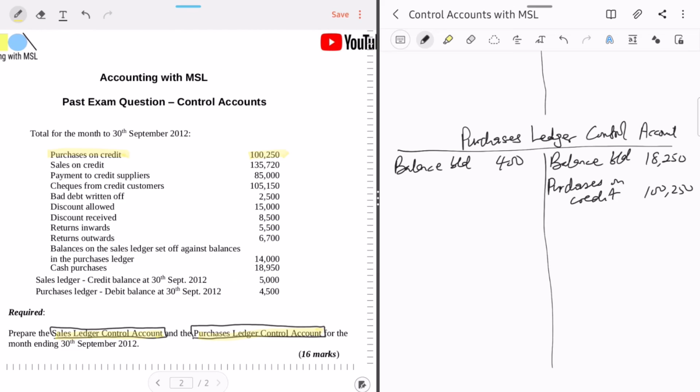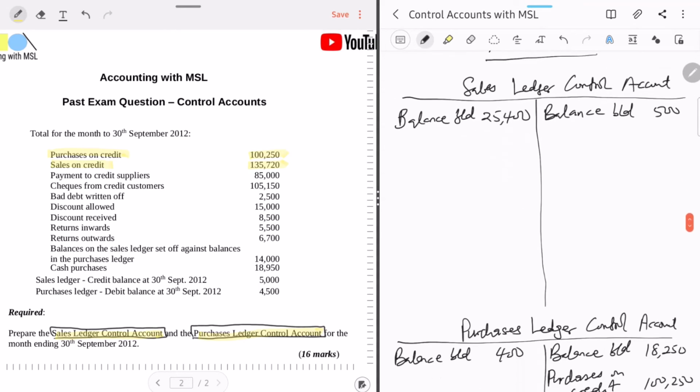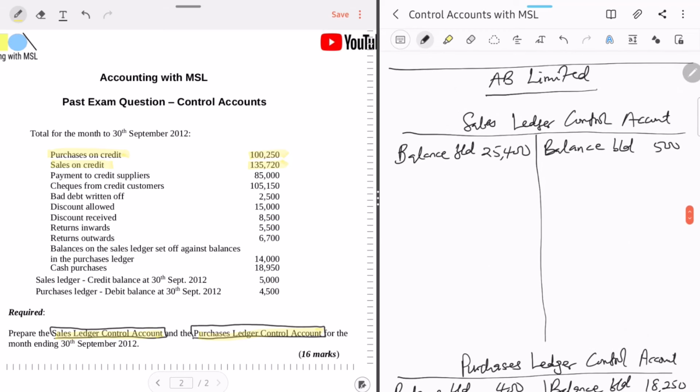Let's continue. Next is sales on credit of 135,720. If you sell on credit, you credit sales because from this table here, I told you all sales are credit, right? So sales on credit, I credit sales and then I debit my sales ledger control account. So I just write here sales on credit of 135,720.